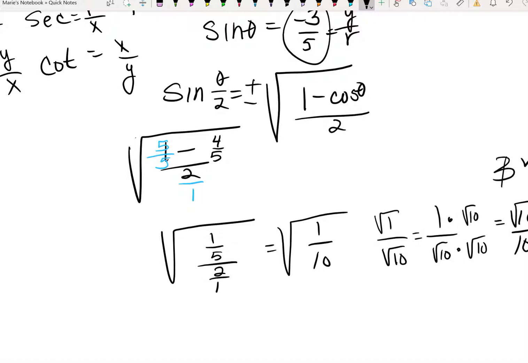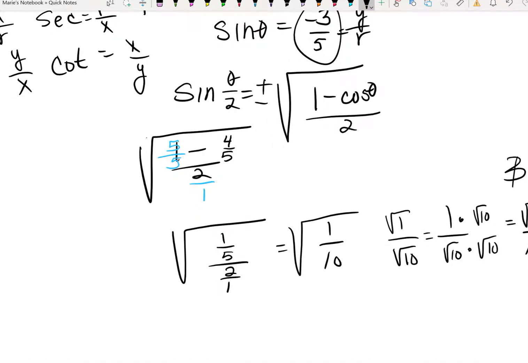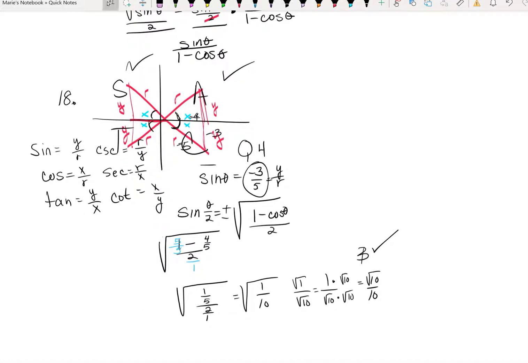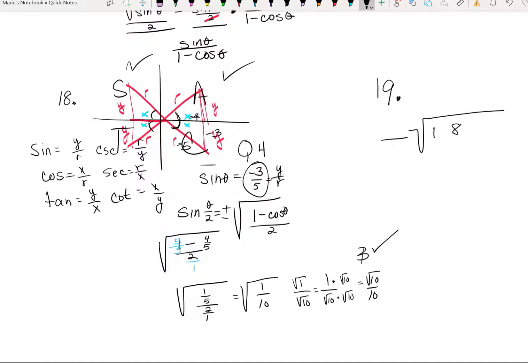and that's number 18. Number 19 is identical, and you're going to follow all of the steps that I just mentioned. I'm going to leave that one to you. When all is said and done, your answer choice should be negative square root of 18 minus 3 square root of 11 all over 6. And the fraction bar is above the 6.